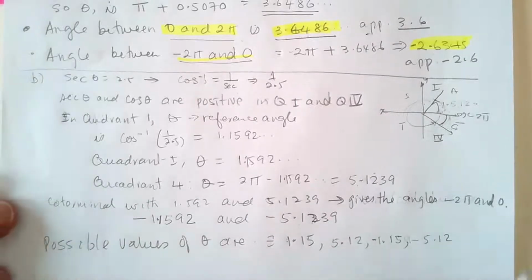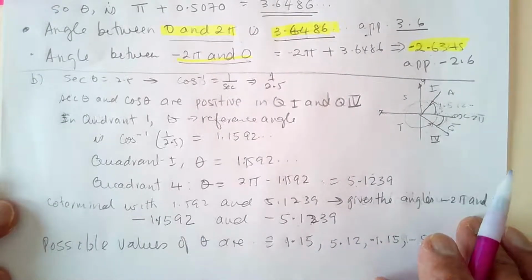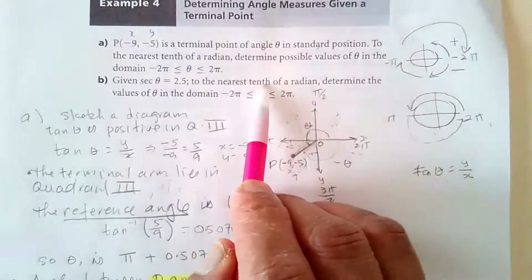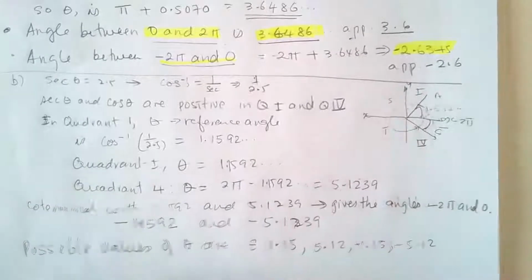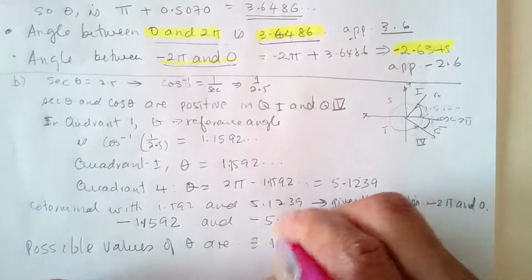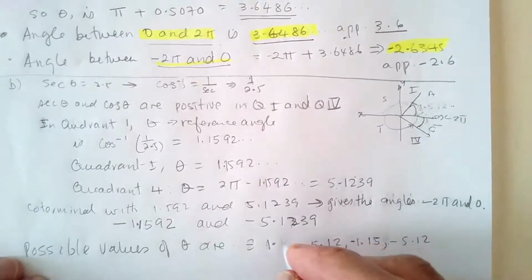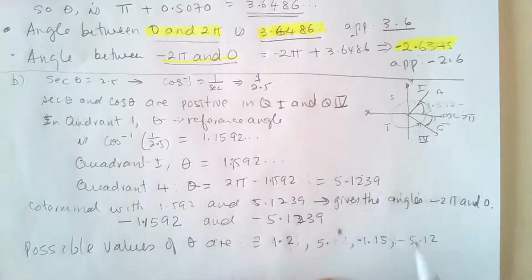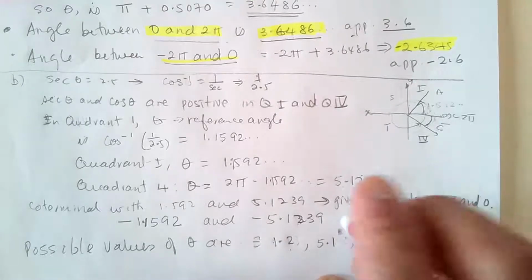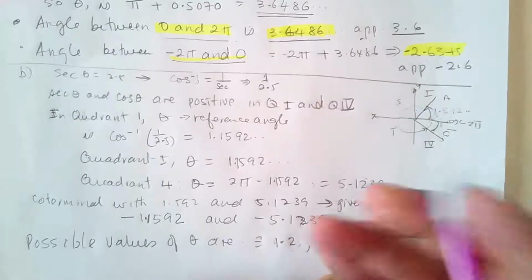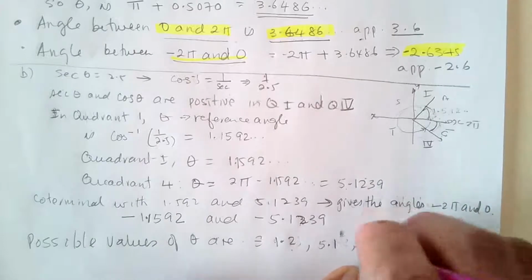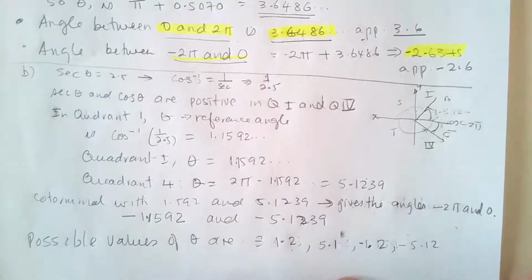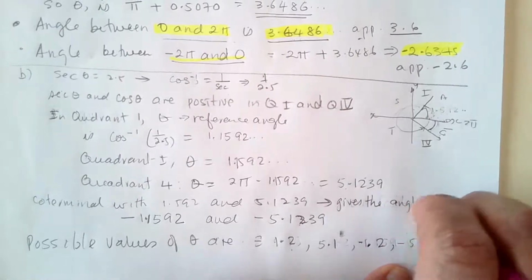Oh, I'm going 2 decimal places, but I look back at my question here. It says here nearest 10th, so we'll have to change that. So we have to do 1 decimal point that's requested. So this would be 1.2. This would be 5.1. I'll change all these because the answer required 1 decimal place. So this would be negative 1.2, and this is negative 5.1.